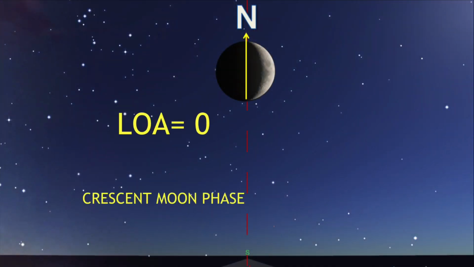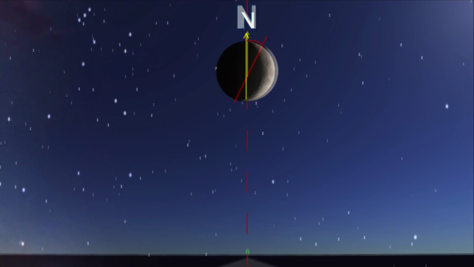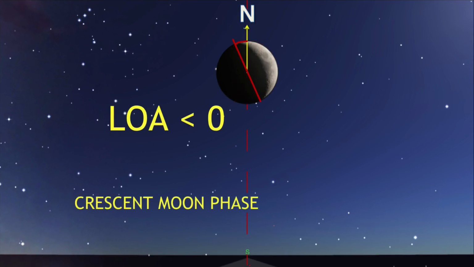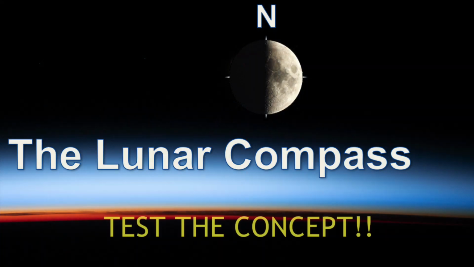As an example, notice how the crescent moon can be used. It is quite straightforward to visually identify the line connecting the horns and determine the local orbital angle from this line for the various angles of rotation from north you could see. Now at this point you are ready to utilize the lunar compass.